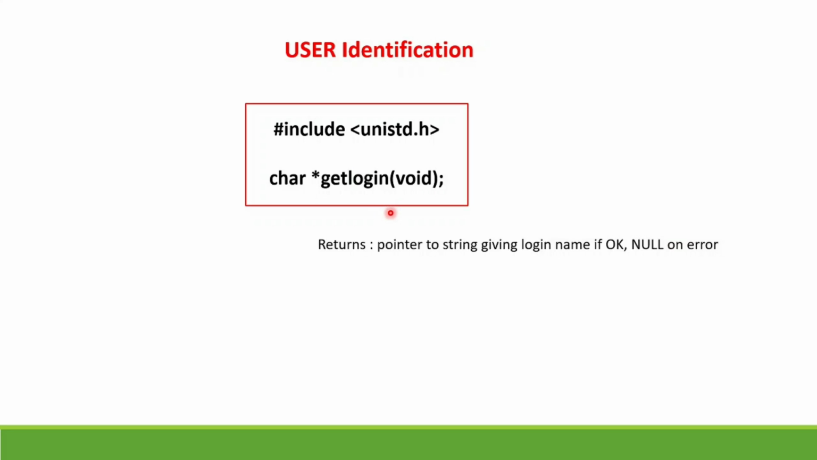Okay, so it will return a pointer to the string giving the login name if everything is okay, and it will give a null on error. Okay, so this will be the value that will be returned. So this is about user identification, that is fetching the login name of the user.